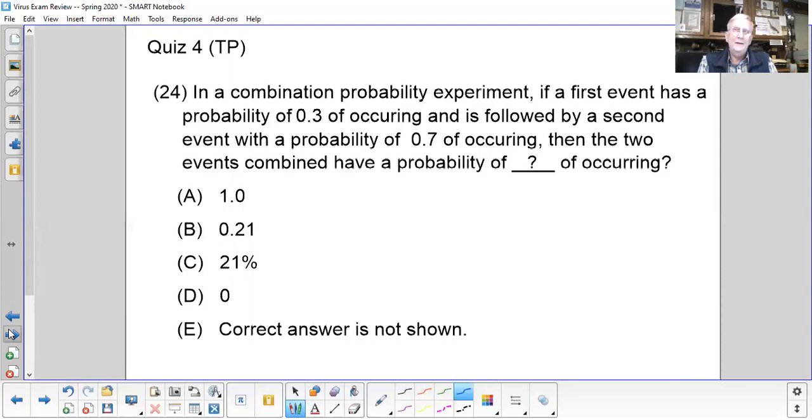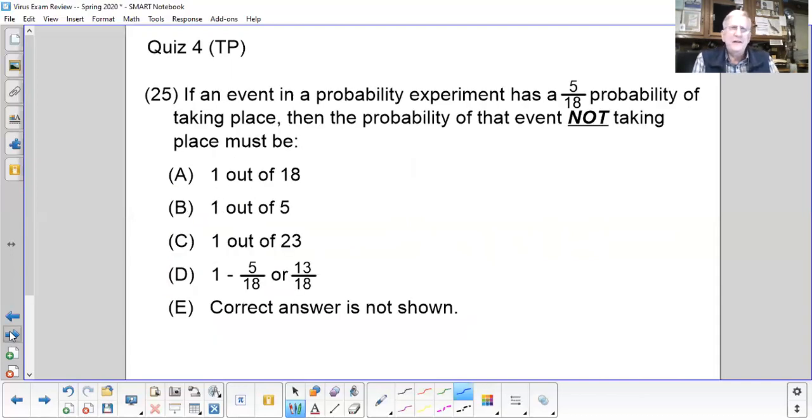Well, wait a minute. Is 0.21, that decimal, the same as 21%? Yes, it is. So there are 2 correct answers for this problem: 0.21 or 21%. So there's a 21% probability that the first event followed by the second event will occur. It's a 21% probability of that happening, or 0.21 as a decimal.